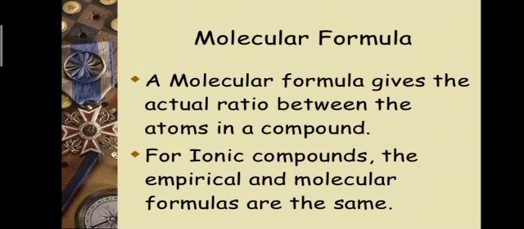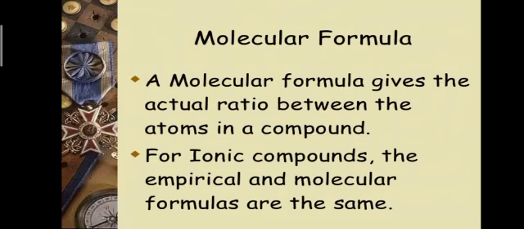Next is the molecular formula. The molecular formula shows the actual number of atoms of different elements present in one molecule of that compound. For example, benzene has the molecular formula C6H6. There are 6 atoms of carbon and 6 atoms of hydrogen. In glucose, we have C6H12O6. There are 6 atoms of carbon, 12 atoms of hydrogen, and 6 atoms of oxygen.